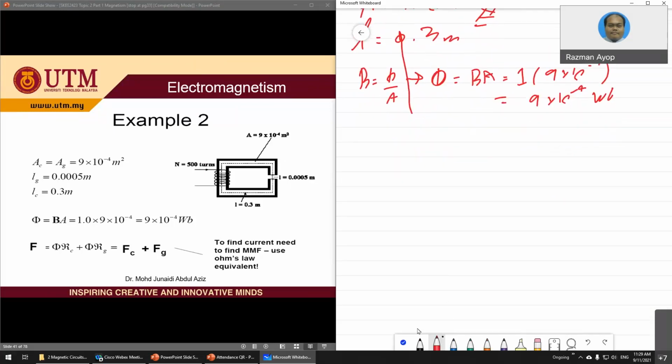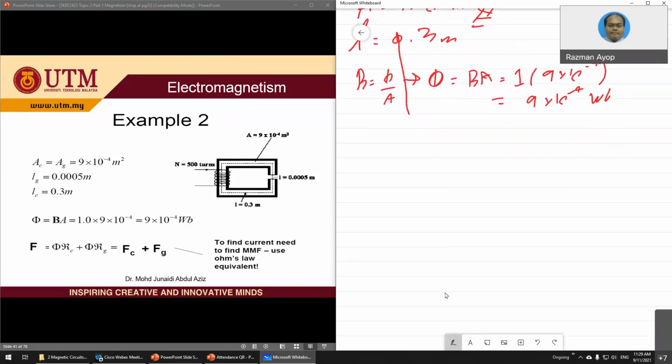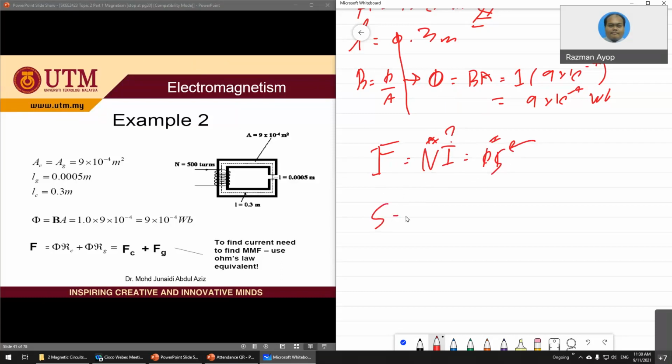After you find the flux, the question asks you to find I. So remember F equals Ni equals flux times R. Flux times S, sorry, reluctance. So now you already have the flux, and you want to find the current. The next step is to find the S, the reluctance. Because this is in series, the flux has only one path.